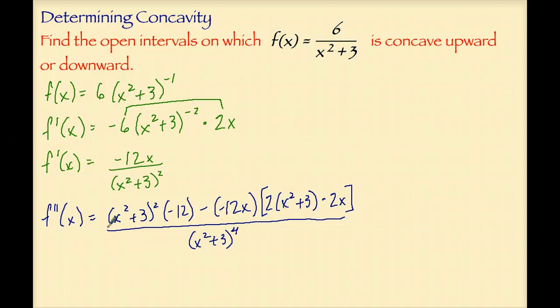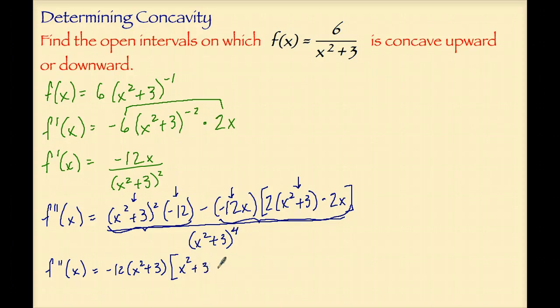Notice that both of these terms, this one and this one, have an x squared plus 3 term that I can factor out, and a negative 12. So let's rewrite this, factoring out those two terms. I'll have negative 12, then times x squared plus 3. What's left in this first term when I take the negative 12 and one of these x squared plus 3's is just 1 times x squared plus 3.